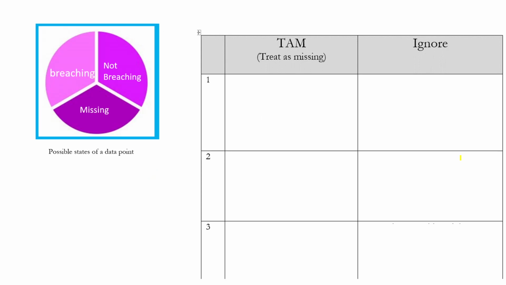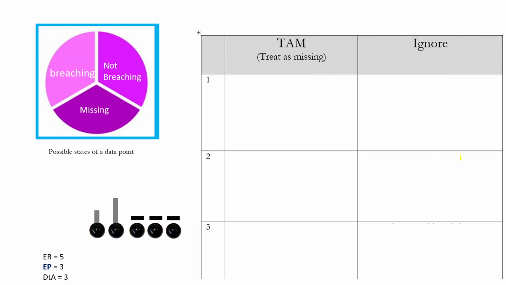So here are some first thoughts on the difference between TAM, treat as missing, and ignore, those two courses of action. So imagine we've got an alarm with an evaluation range of 5, an evaluation period of 3 data points, and also data points to alarm is 3. So really we want 3 consecutive breaches before we're going to go to alarm. So I've thought of 3 points of difference.